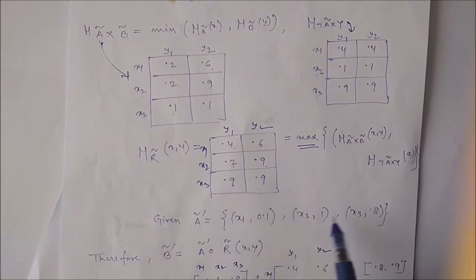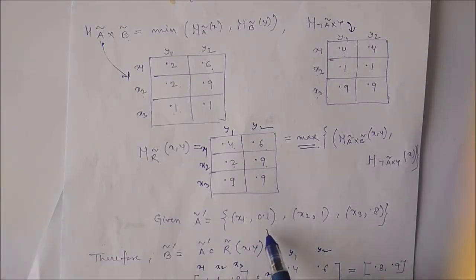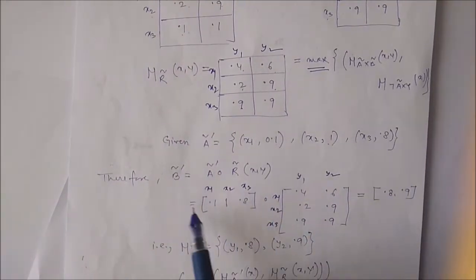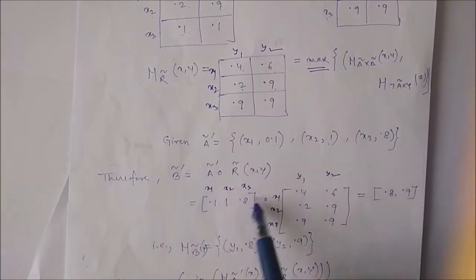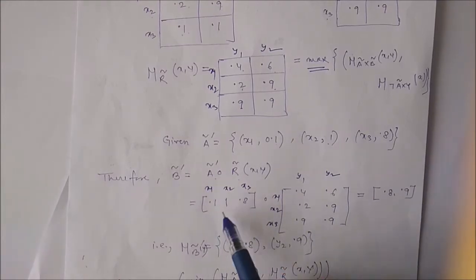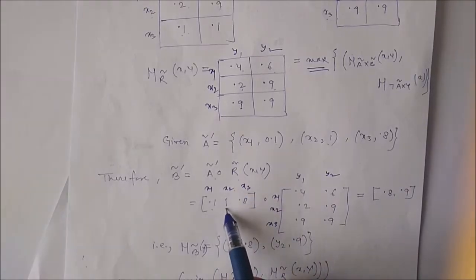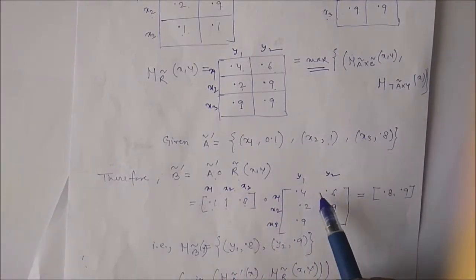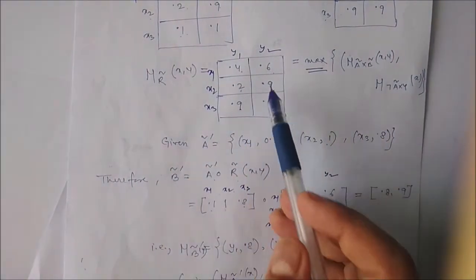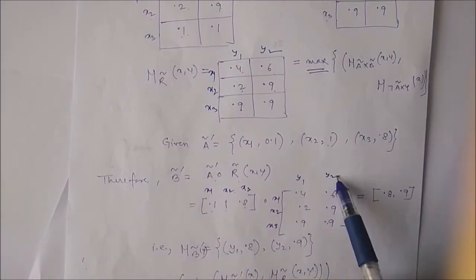Now, given that A dash is x1, x2, x3, where the fuzzy values are 0.1, 1 and 0.8 respectively, to get B dash we apply the formula A dash composition with R. So A dash has x1, x2, x3 with associated fuzzy values 0.1, 1, 0.8, and this is the R we just calculated: 0.4, 0.6; 0.2, 0.9; 0.9, 0.9, for x1, x2, x3 and y1, y2.